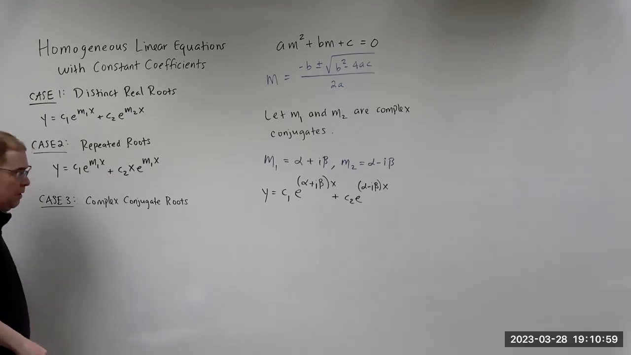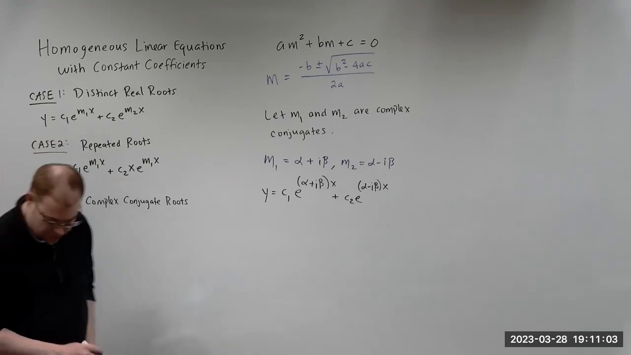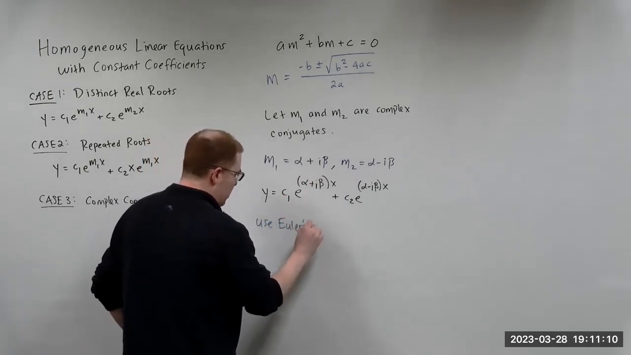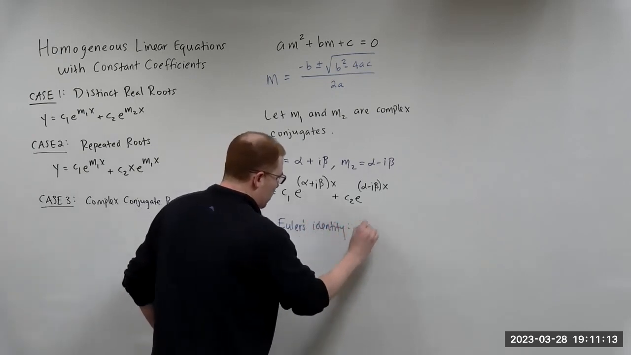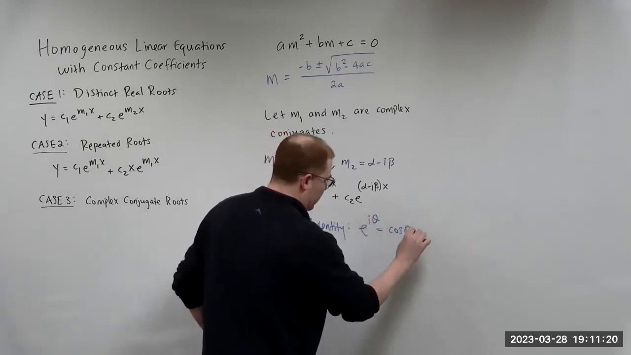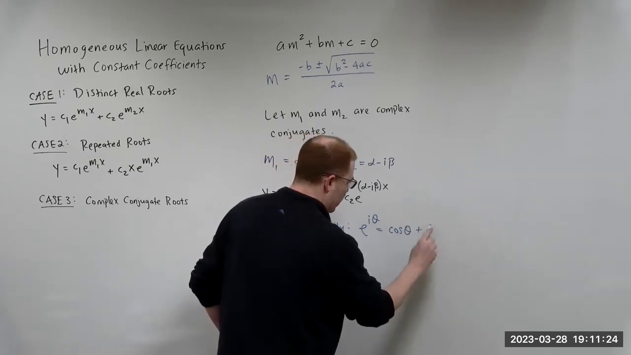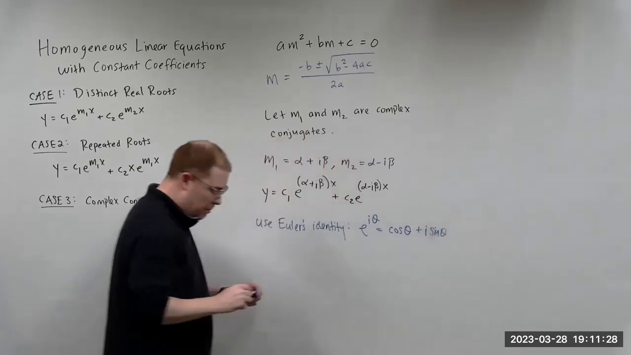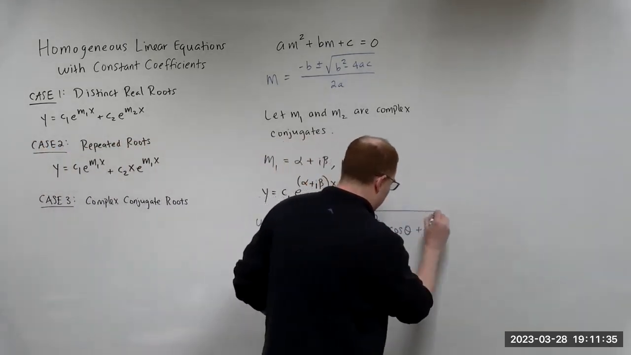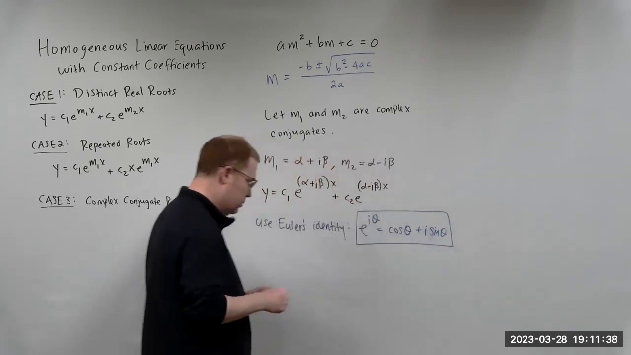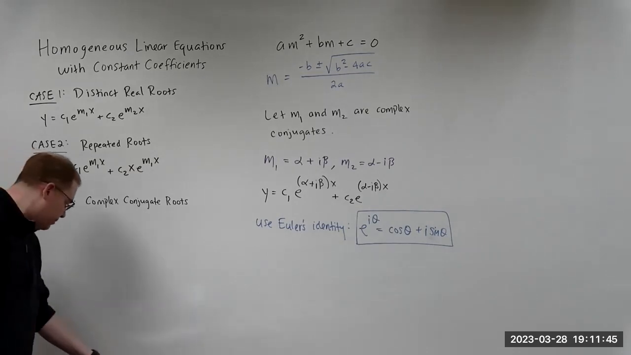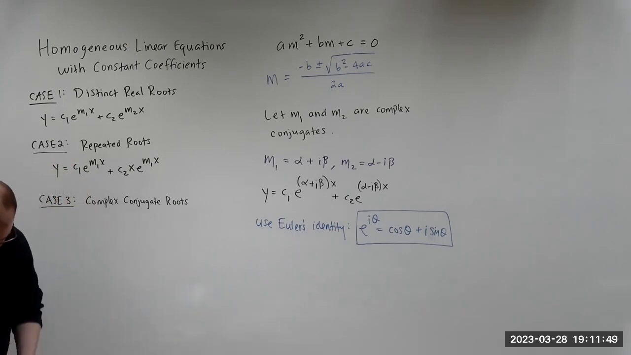The identity that we want to use is Euler's identity. Okay. So we can use Euler's identity to work with this. That just says if you have e to the i theta, then you have cosine theta plus i sine theta. Very, very famous identity, by the way. It's used all throughout engineering. So we're going to apply that here.